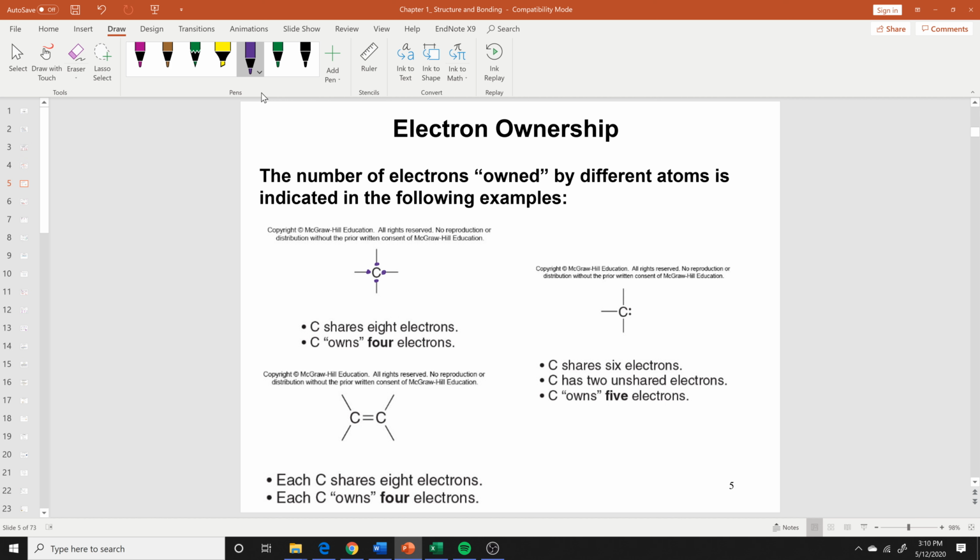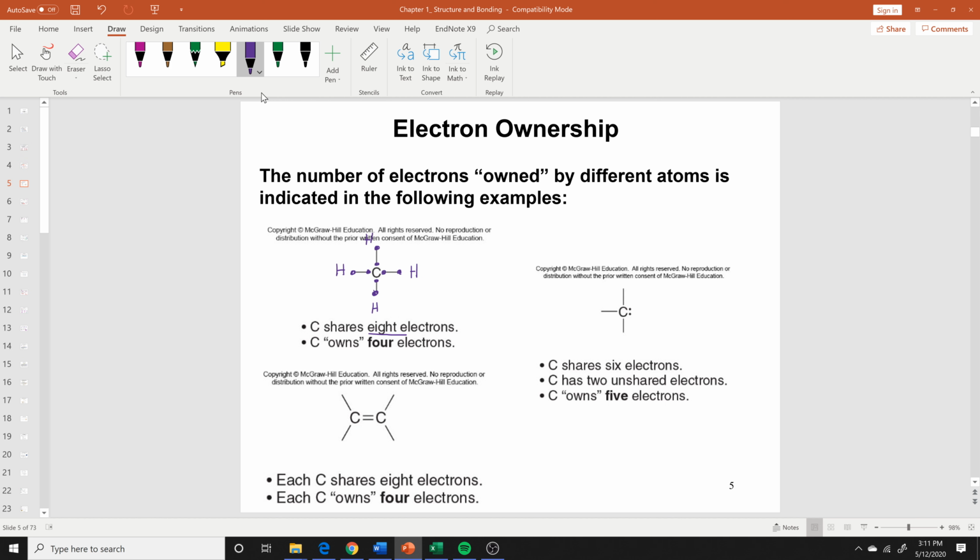And carbon actually shares 8 electrons. So it shares an electron here with, let's say, a hydrogen. It shares an electron here, it shares an electron here, and it shares an electron here. But when I count the shared electrons, I have to count the shared electrons with the bond. So each bond is 2 electrons. So carbon here is sharing 1, 2, 3, 4, 5, 6, 7, 8 electrons.